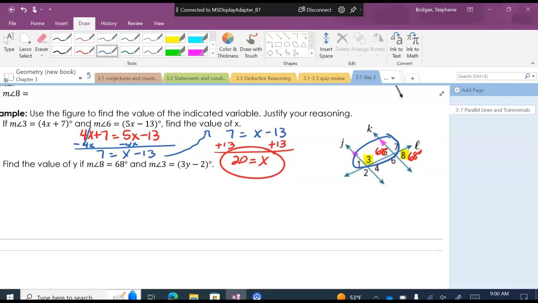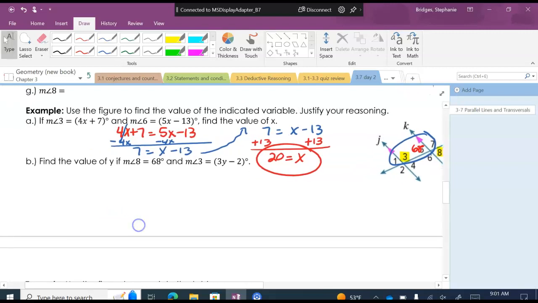Same side interior. They're on the same side of the transversal in between the lines. And what does same side interior mean? Supplementary, right? Which means they're going to add to be what? So we're going to take the angle 3, which they said was 3y minus 2, plus the angle 5, which we figured out was 68 because it's vertical to 8. And that's going to equal 180, because they are same side, that means they're supplementary. So we add them together and set them equal to 180.